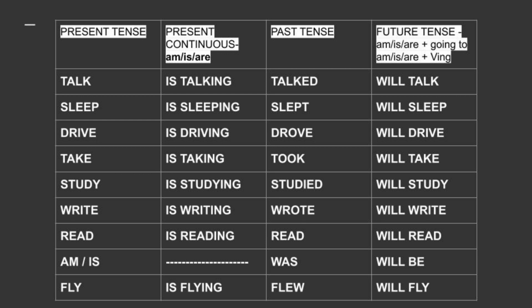And now here I just put is talking, but you know it. Yes, the rule: if the pronoun is I, then it will be am talking. If it is he, she, it, it will be is talking. And if it is we, you, they, it will be are talking. Right? So talk is present tense, talking is present continuous.